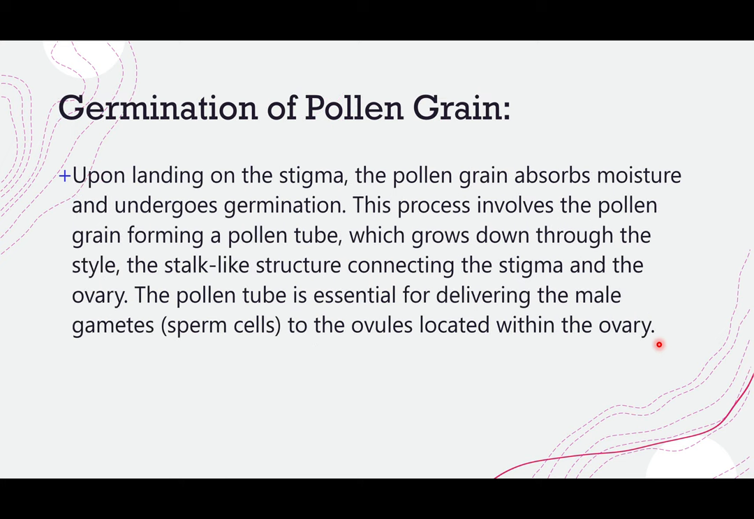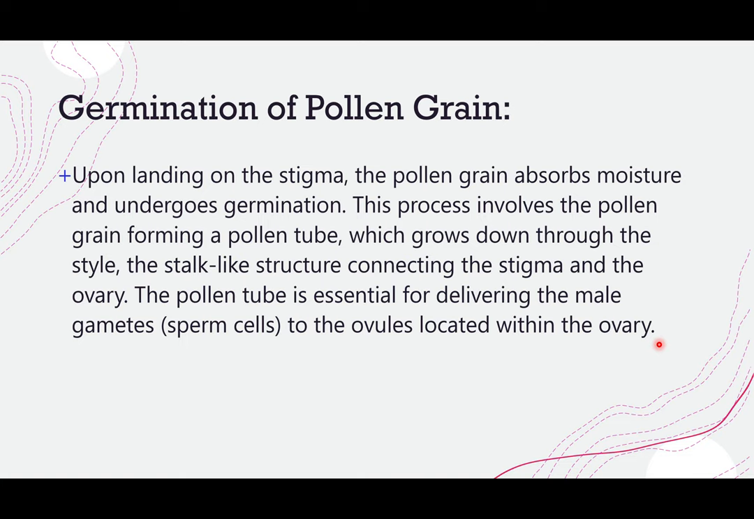What we're going to have next is the germination of the pollen grain. Upon landing on the stigma, the pollen grain absorbs moisture and undergoes germination. This process involves the pollen grain forming a pollen tube which grows down through the style, right? The stalk-like structure connecting the stigma and the ovary. And the pollen tube is essential for delivering the male gametes to the ovule, right? So what's happening here now?